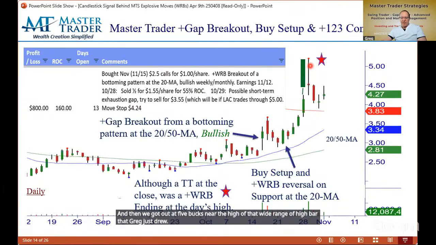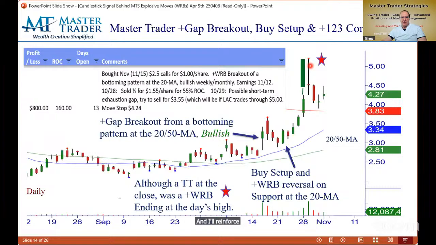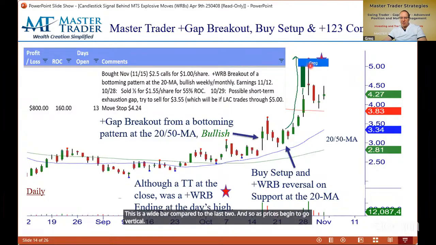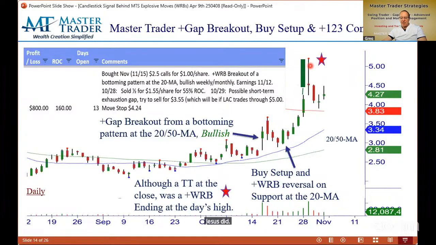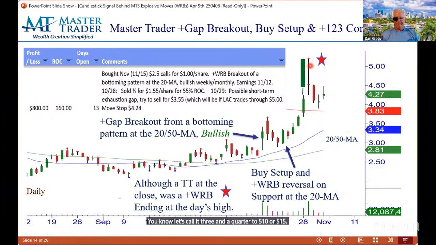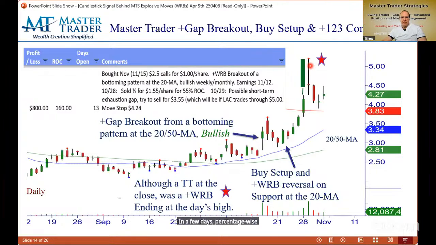And I'll reinforce one more time about thinking and emotions. And tight, things got tighter. This is a wide bar compared to the last two. And so as prices begin to go vertical, much as this did, I mean, common sense, let's call it 3.25 to 5.10 or 5.15 in a few days. Percentage wise, that's big. People are going to sell.